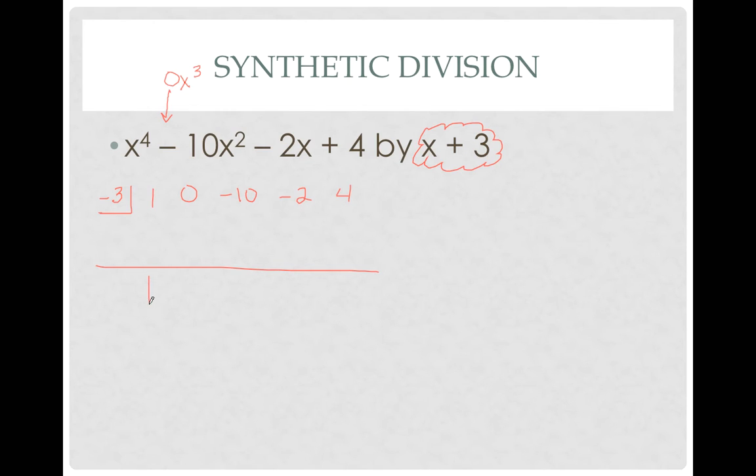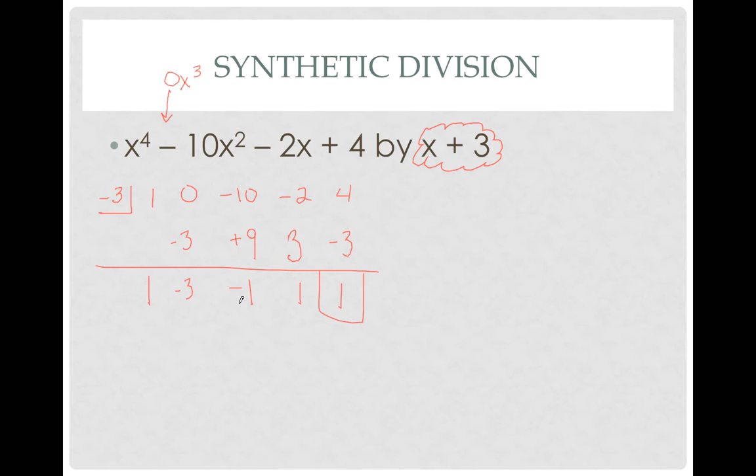Drop the 1, multiply by -3. Add. Multiply by -3. Oops, sorry, plus 9. Add. Multiply by -3 again. Add. Multiply by -3. Add. And I come down as a remainder of 1.